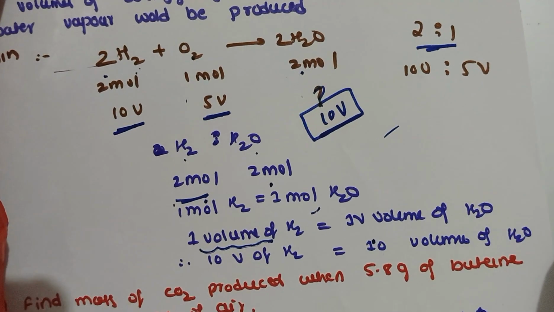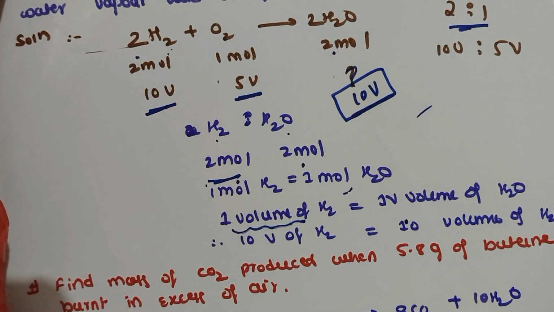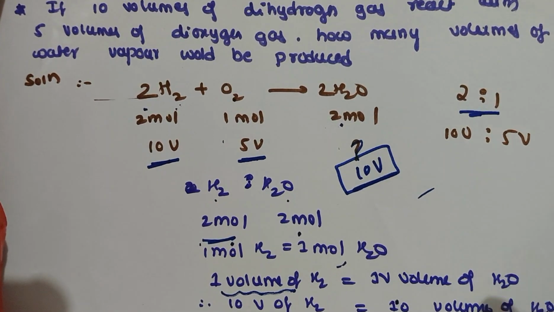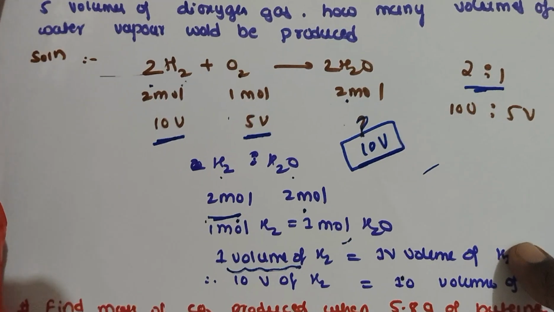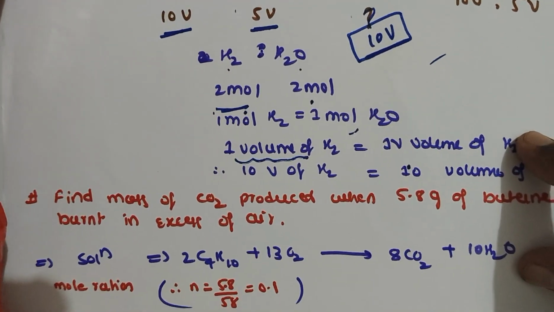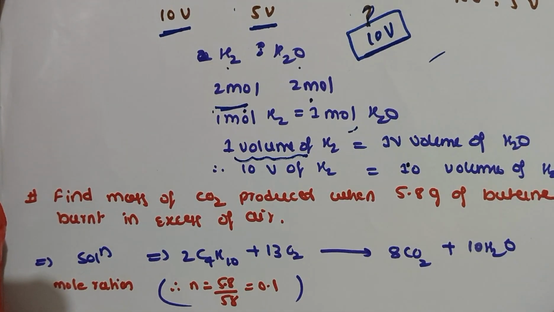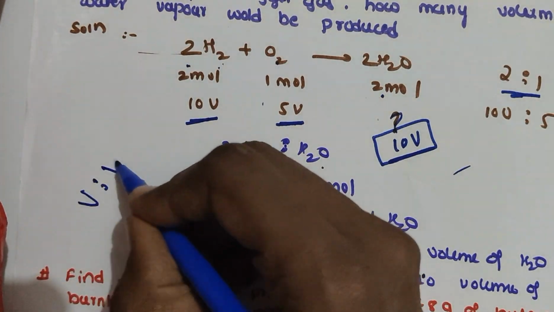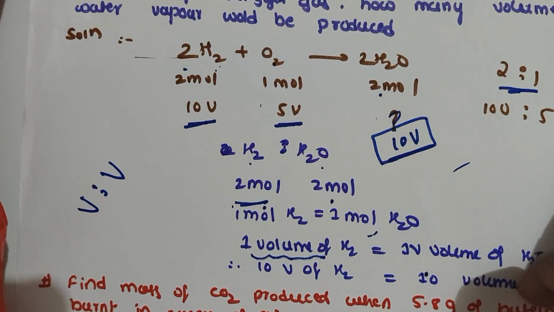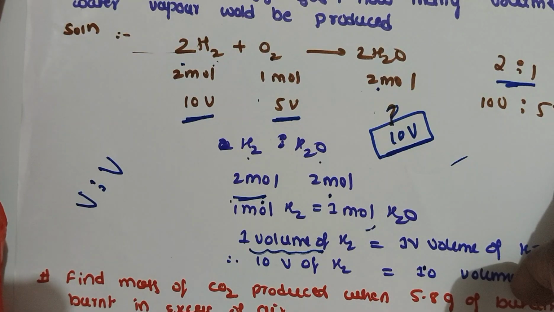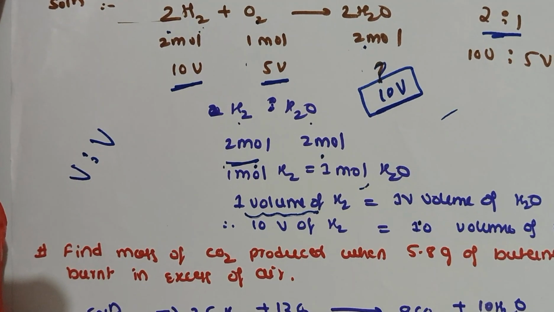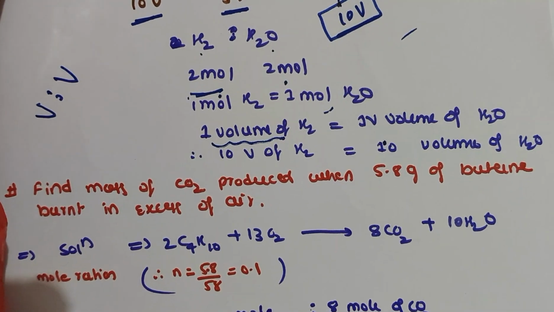Is this clear? By seeing all these numericals, we concentrate on the mole ratio. We have to write the mole ratio first. Once we write the mole ratio, then no problem. Is this clear to everyone? So this is volume relation. In the first numerical, mass relation; in the second, mass and volume relation; in the third, volume and volume relation.